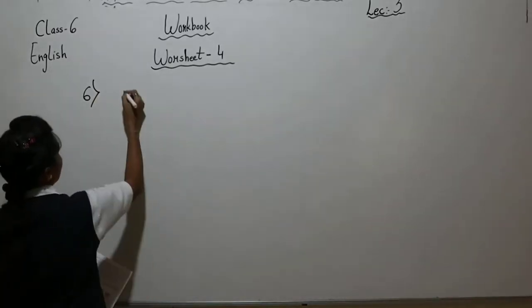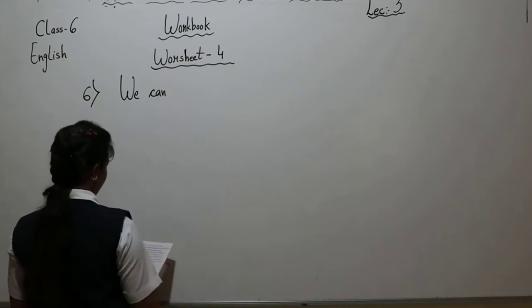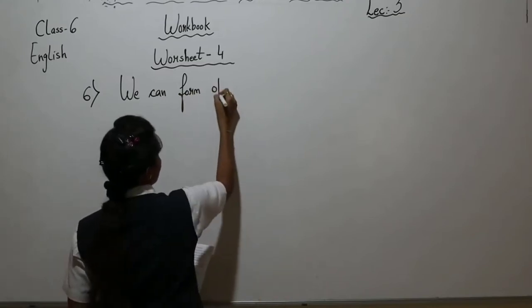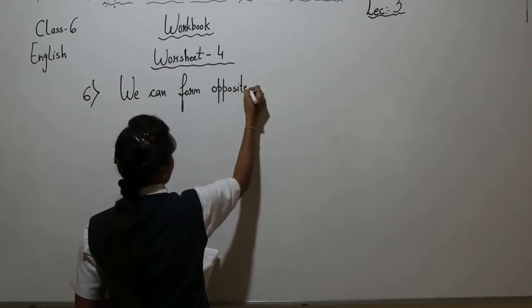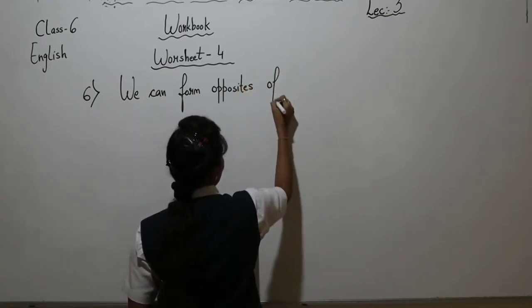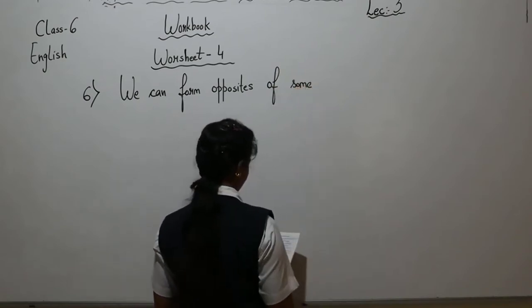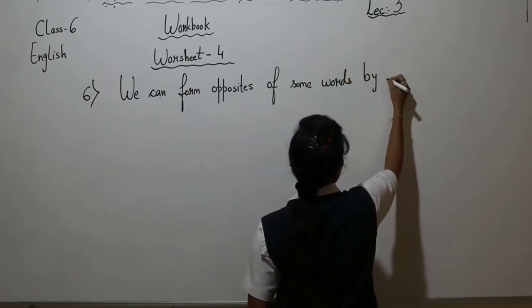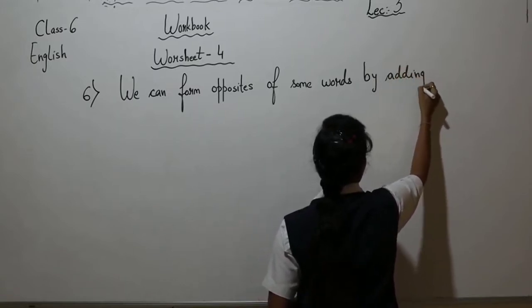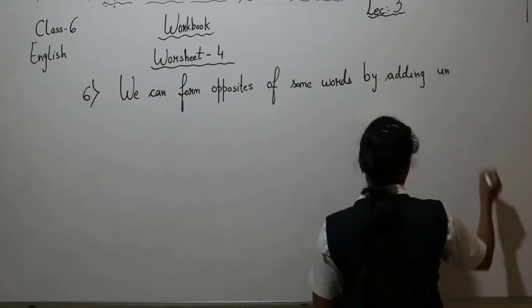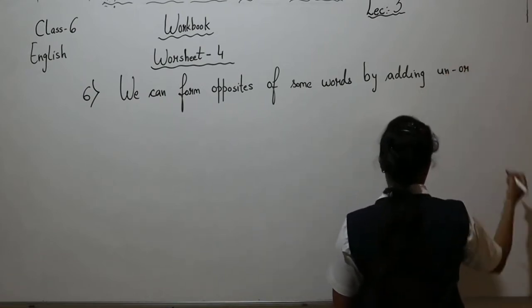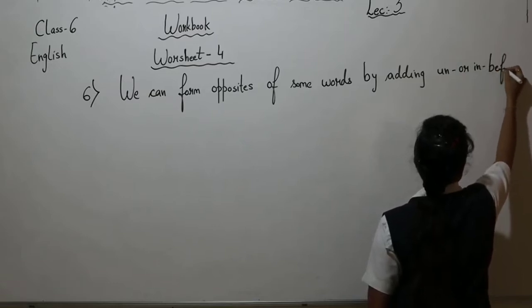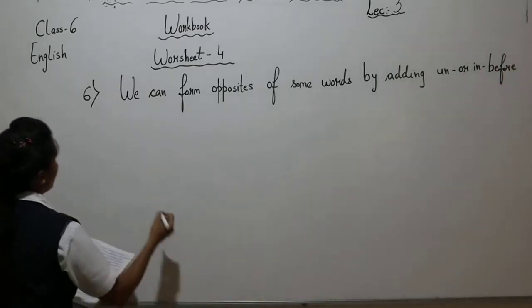Exercise 6. We can form opposites of some words by adding un or in before them.